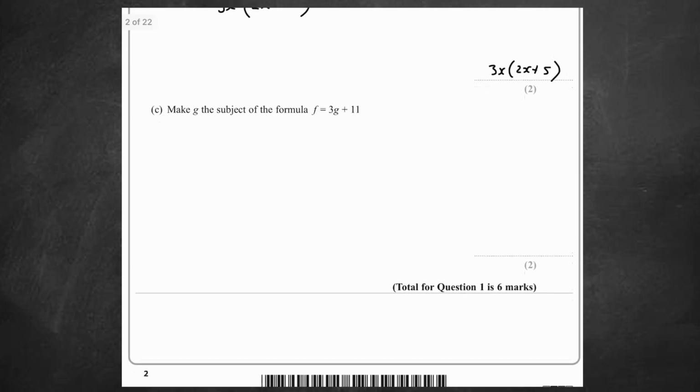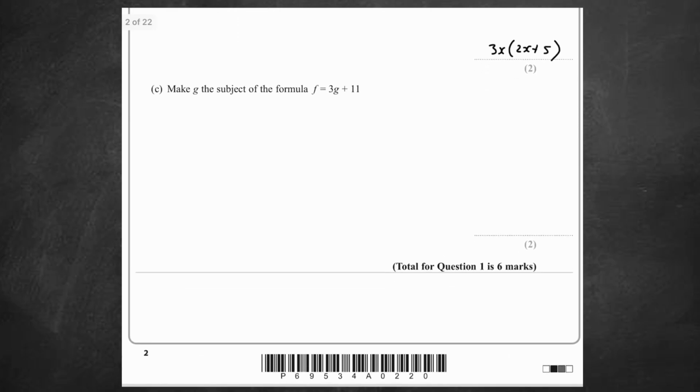Part C, make g the subject of the formula f equals 3g plus 11. So I'm going to take 11 off of both sides, so f minus 11 equals 3g. Then I'm going to divide through by 3. F minus 11 over 3 equals g. And I will just write that the other way around over here.